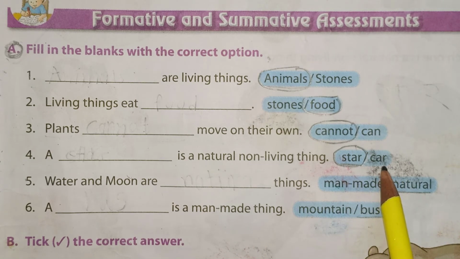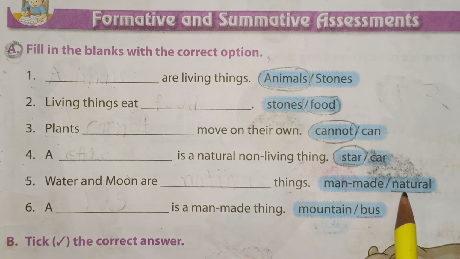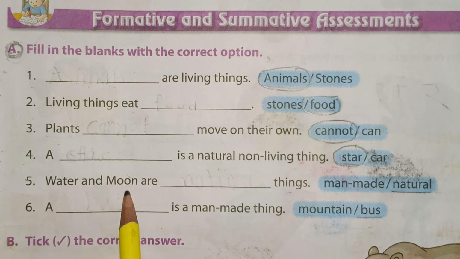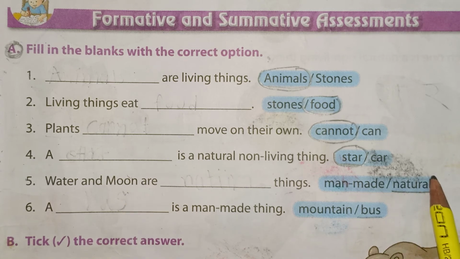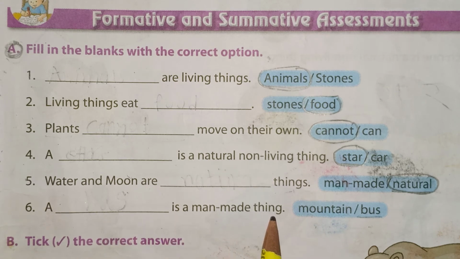Because a car is a man-made thing. Water and moon are dash things, man-made or natural? Water and moon, we don't make water at home. We have not put the moon in the sky. So, it is a natural thing. A dash is a man-made thing.